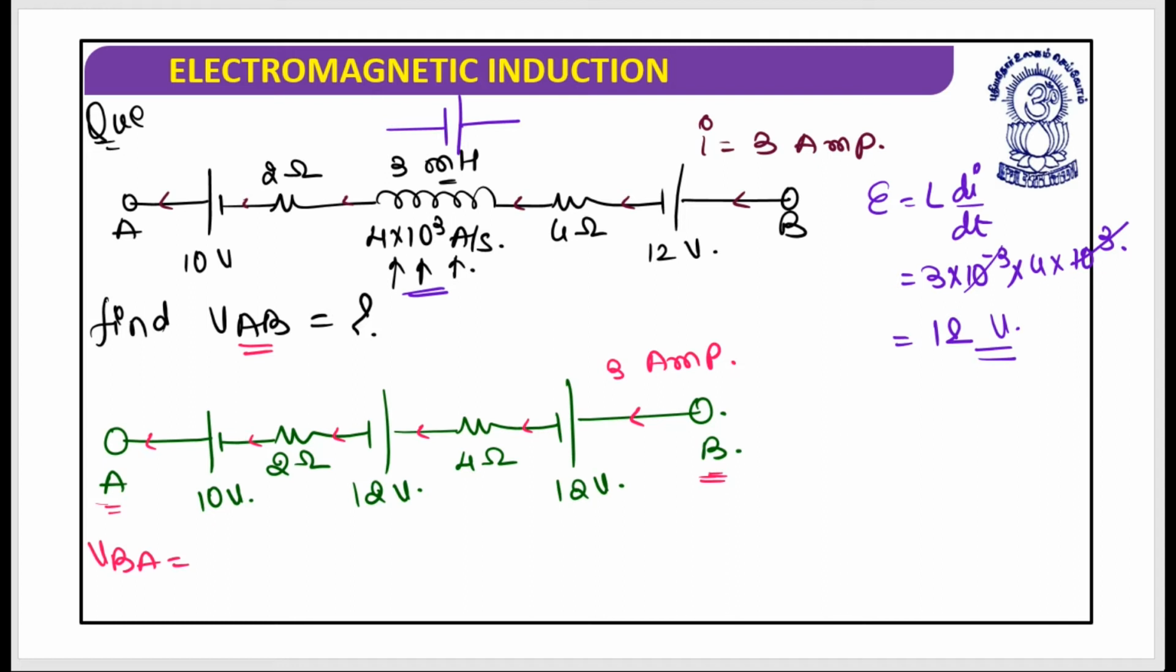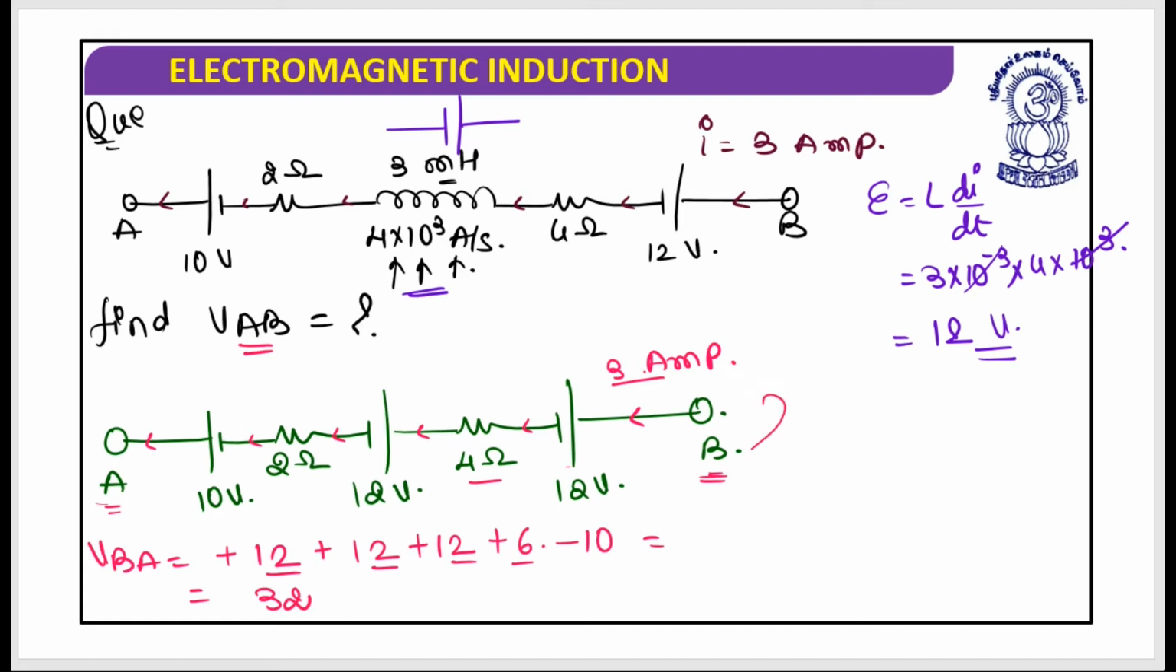Otherwise you can even write it from A to B. So let's write VBA. First, it's the positive terminal of the battery, it's plus 12, plus 4 into 3, it's again 12, again the positive terminal, it's 12, again 3 2s are 6, now it's the negative terminal, it's minus 10. So this is equal to 12 plus 12 plus 12, 12 3s are 36, plus 6, it's 42, 42 minus 10, it's 32.